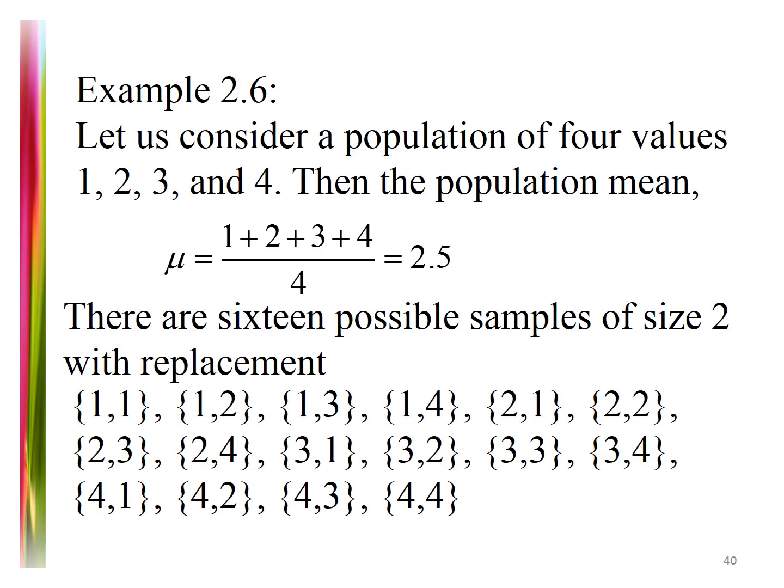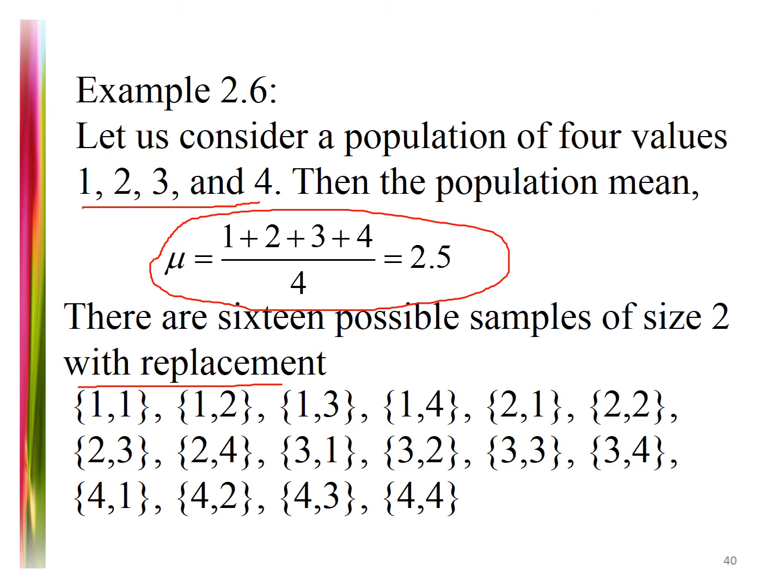Alright, so next, example 2.6. Let us consider a population of 4 values. In this case, we consider this as the population, and we are going to select a sample of size 2 with replacement. That means we are going to pick two numbers from these 4 values. So this is the population, and if you calculate the population mean, mu is equal to 2.5.